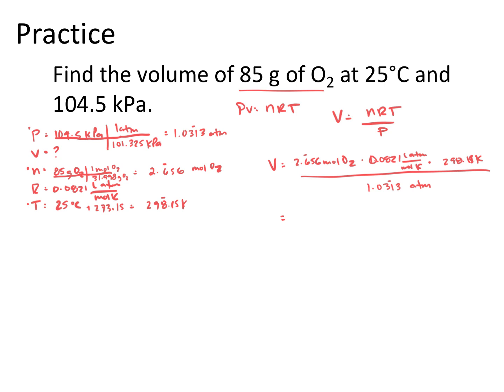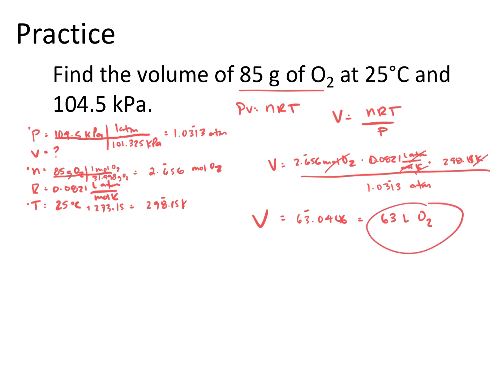And that's going to give us 63.0406. And then significant figures, it looks like we're going to end up with 2. So that's going to give us 63 as our numerical portion of our answer. Our moles and our moles cancel, Kelvin and Kelvin cancel, atm and atm cancel. Liters is what we are left with. And so the volume of these 85 grams of O2 is going to correspond to 63 liters.